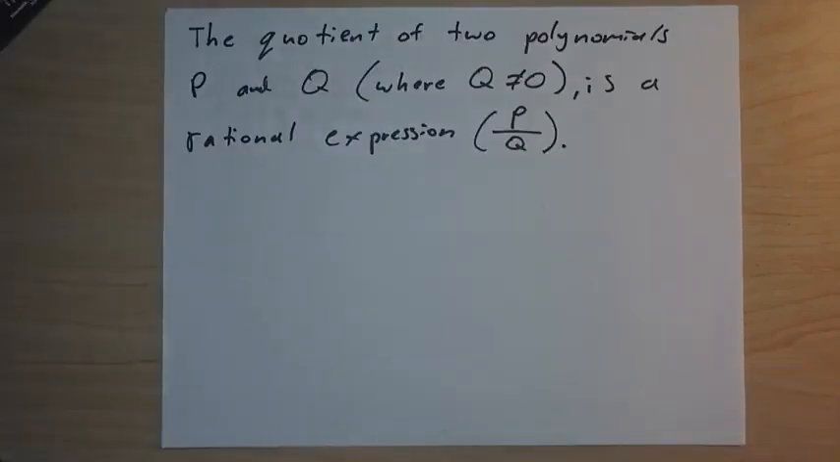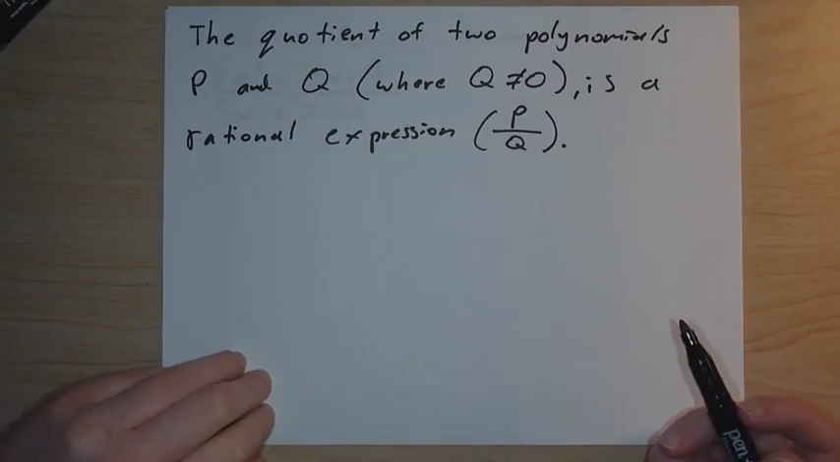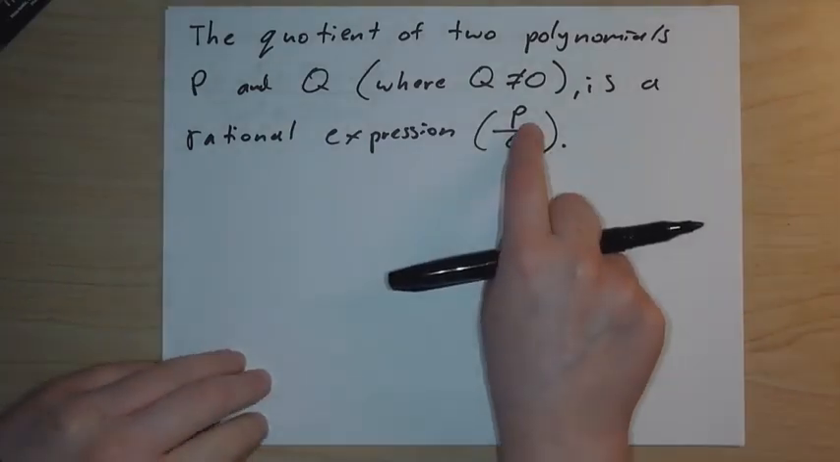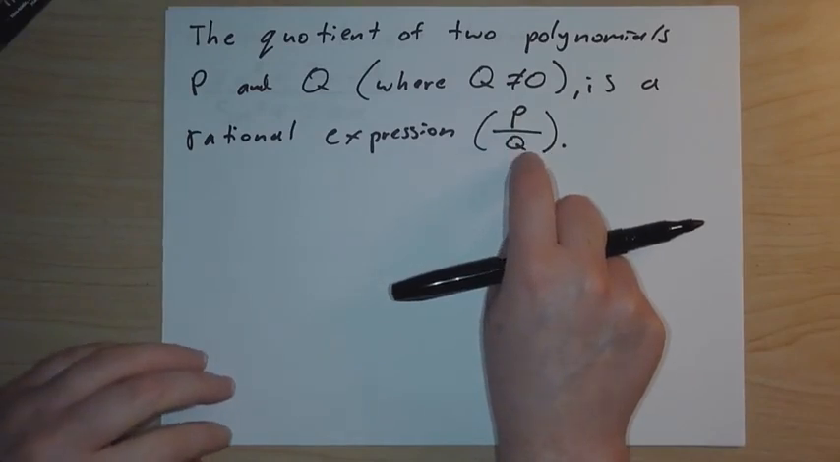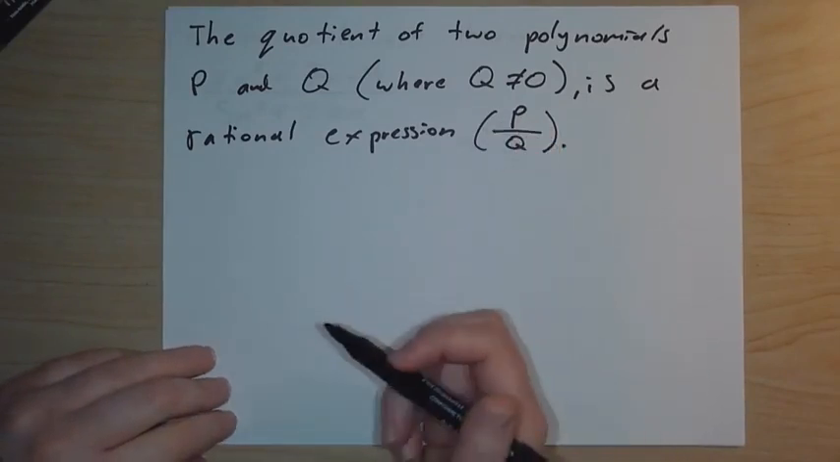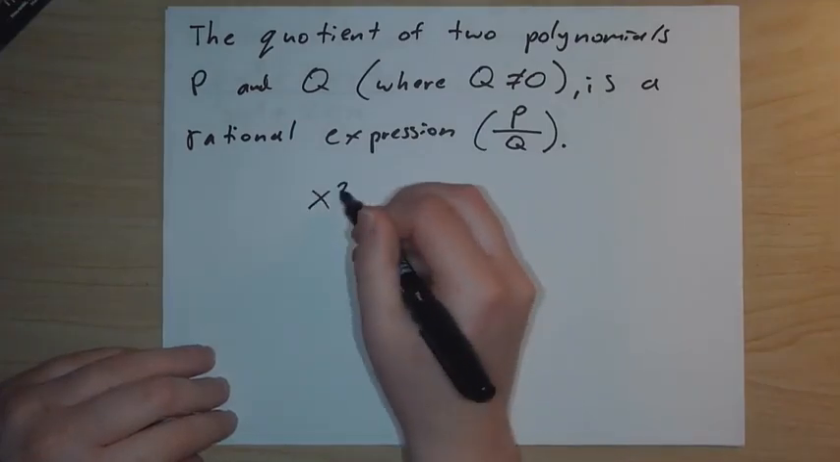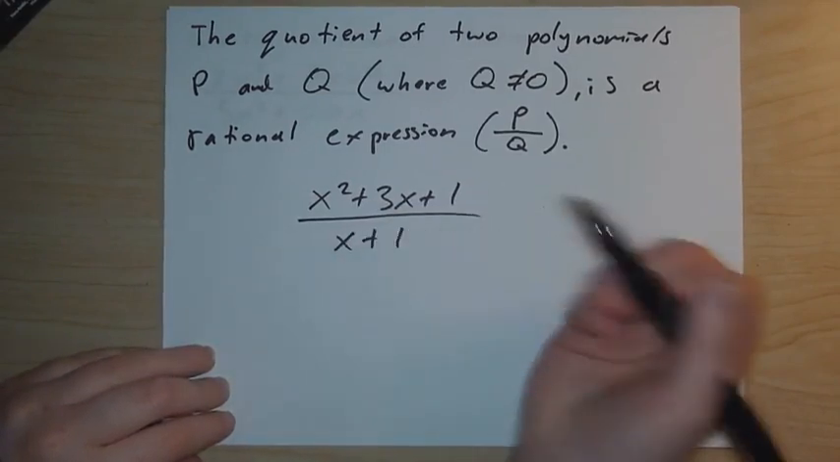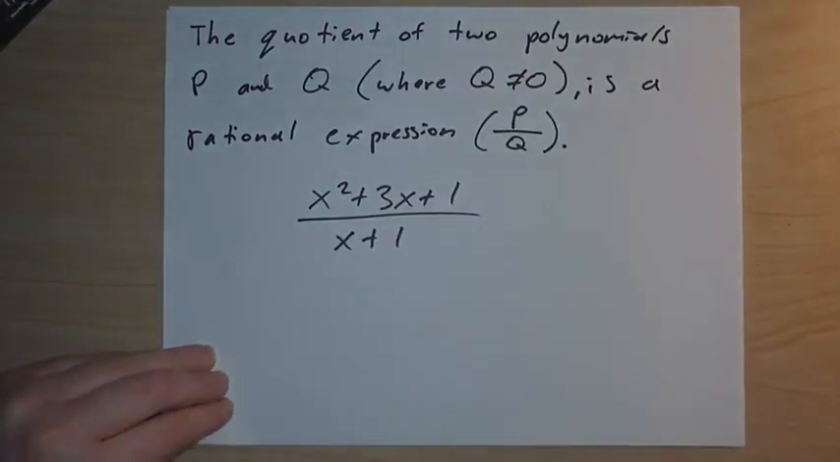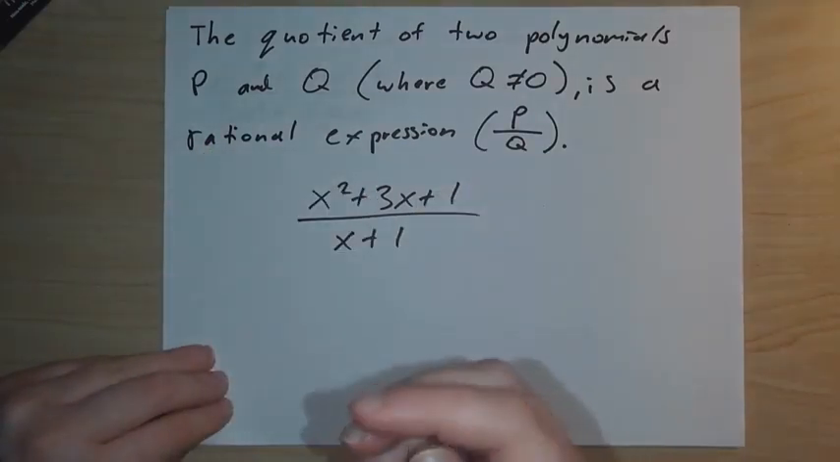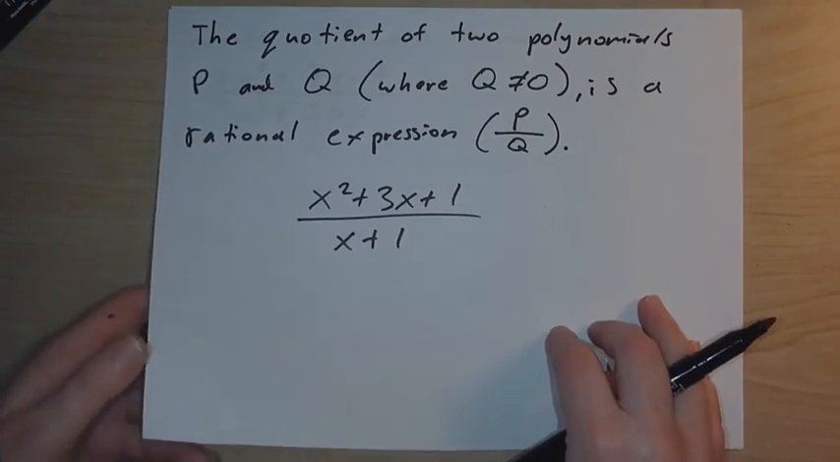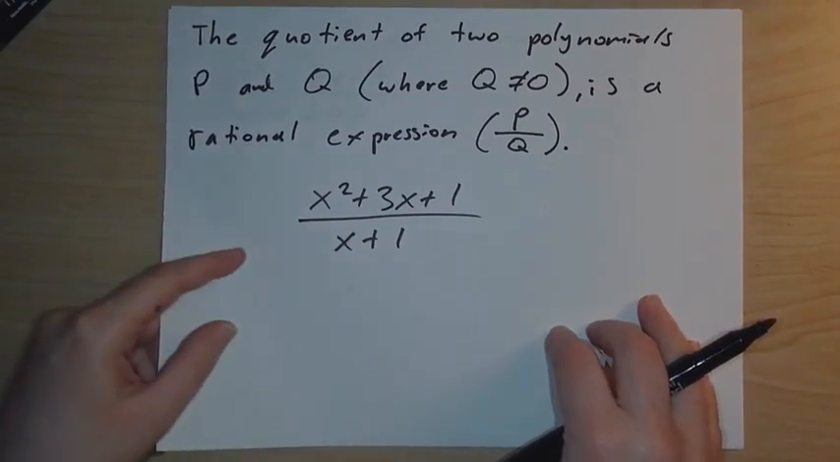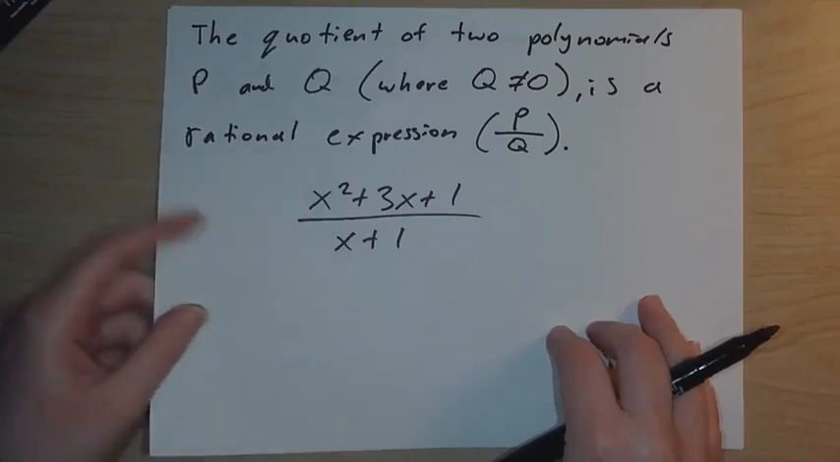The quotient of two polynomials, p and q, where q does not equal 0, is a rational expression, p over q. So all this is two polynomials, one in the numerator and one in the denominator. An example would be x squared plus 3x plus 1 divided by x plus 1. That is a rational expression. Rational essentially means fraction, if you think of it in that sense. It's a number that can be written as a fraction. So there's just an example.